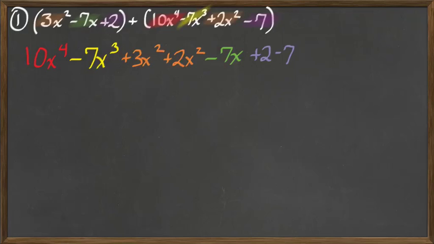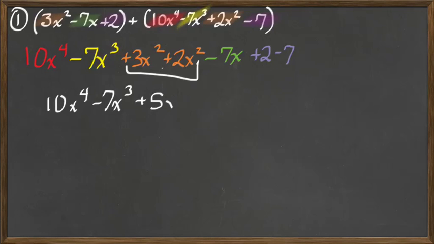And then we're going to combine those. There was nothing to combine with the 10x to the fourth, so that's going to be staying by itself. Same with the x cubed, there's nothing to combine there. And our x squareds, 3 plus 2 is going to be 5. And the x squared doesn't change because we're adding. And then minus 7x. And we have our constants, where we combine those and we get negative 5.